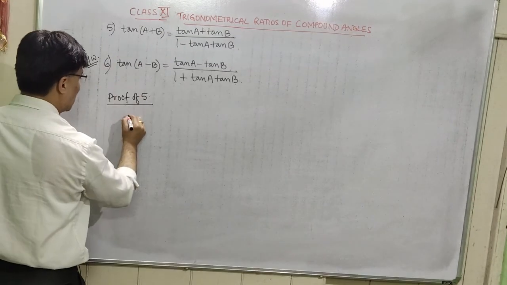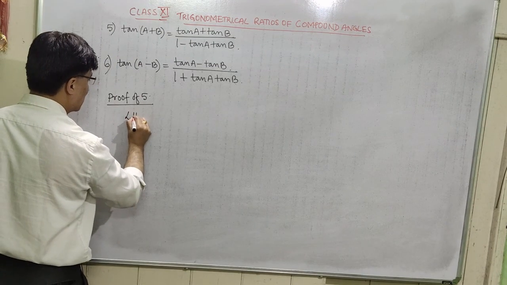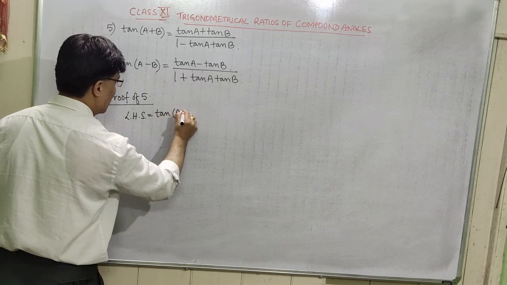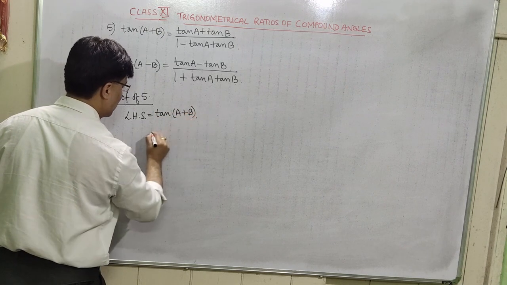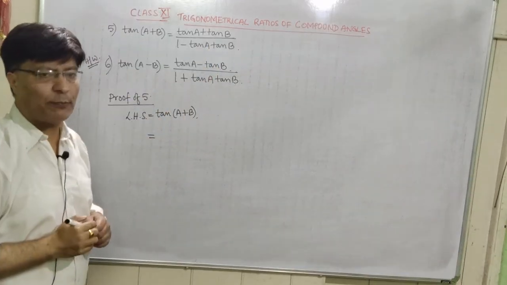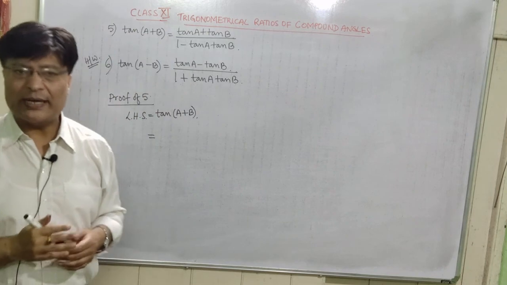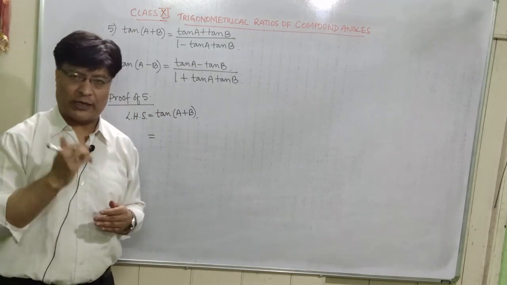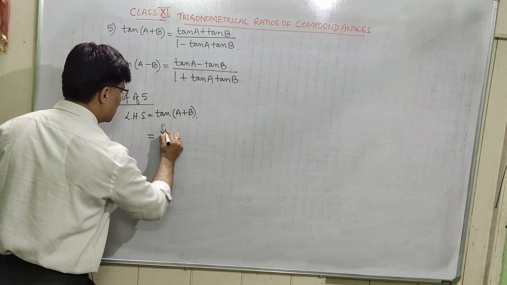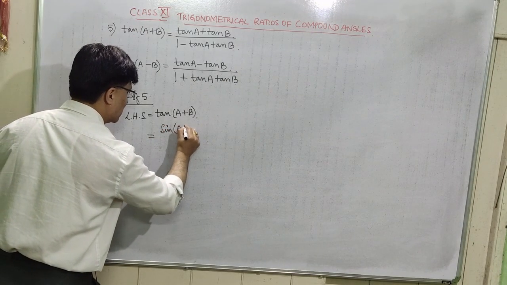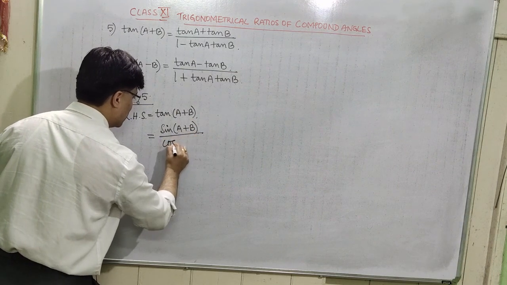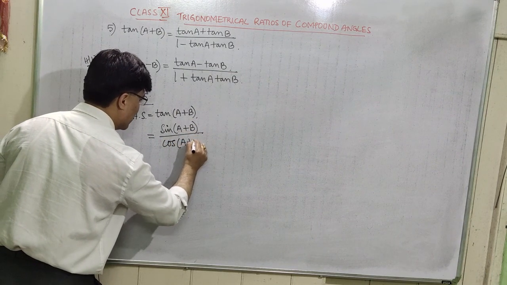Okay. So now here, what is LHS? Here LHS is tan of A plus B. So how can you prove that tan of A plus B is tan A plus tan B upon 1 minus tan A tan B with the help of first 4 formulae? Tan of A plus B can be written as sine by cos, isn't it? It is sine of A plus B divided by cos of A plus B.